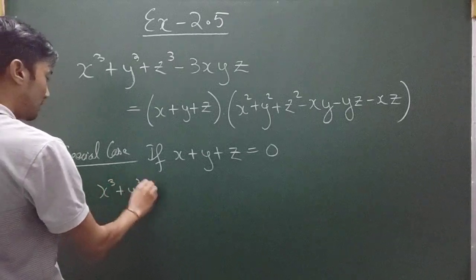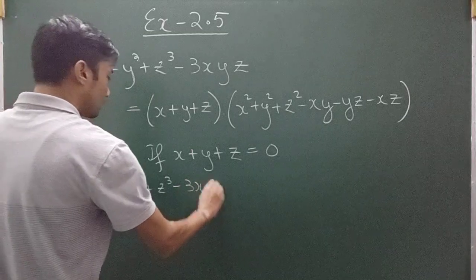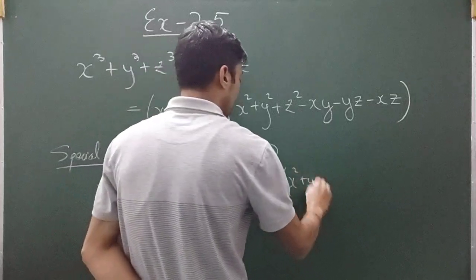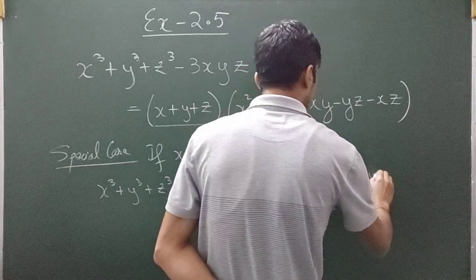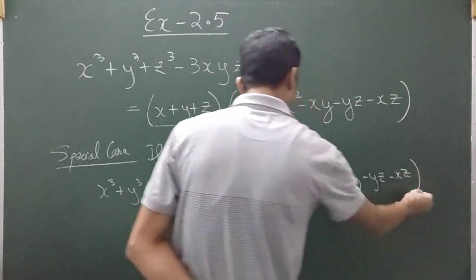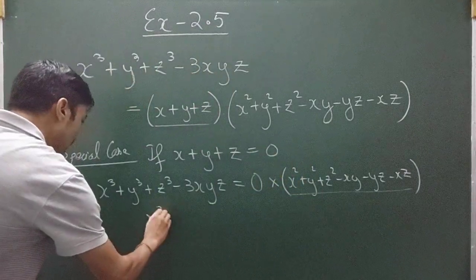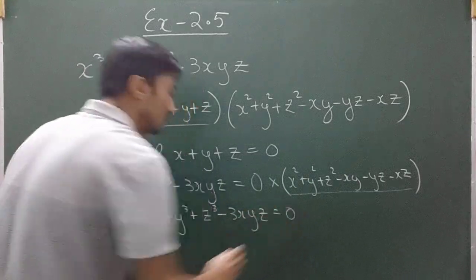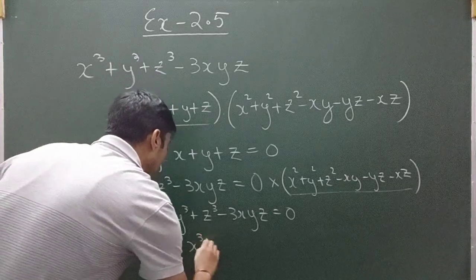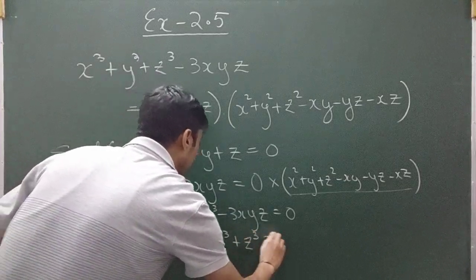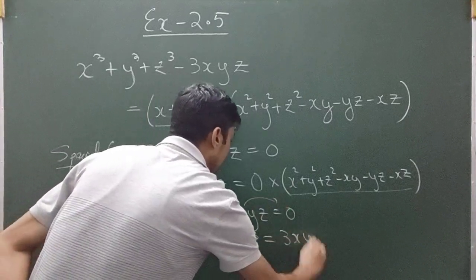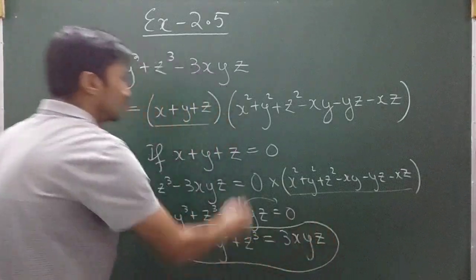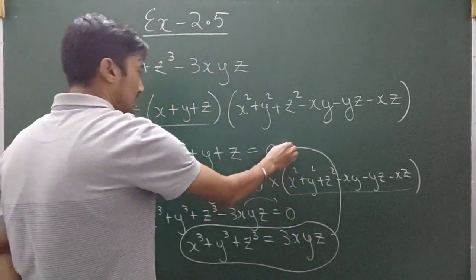In that case, x cube plus y cube plus z cube minus 3xyz becomes 0 into x square plus y square plus z square minus xy minus yz minus xz. So 0 into any value is 0. Then you are left with x cube plus y cube plus z cube minus 3xyz is equal to 0, or x cube plus y cube plus z cube is equal to 3xyz. This is the special case of this identity if this condition is fulfilled.